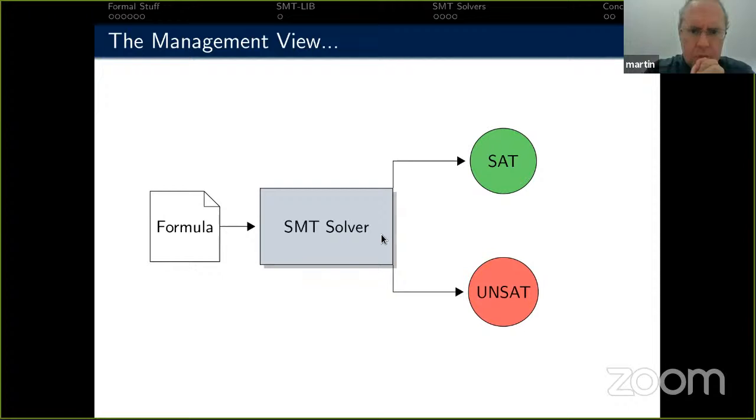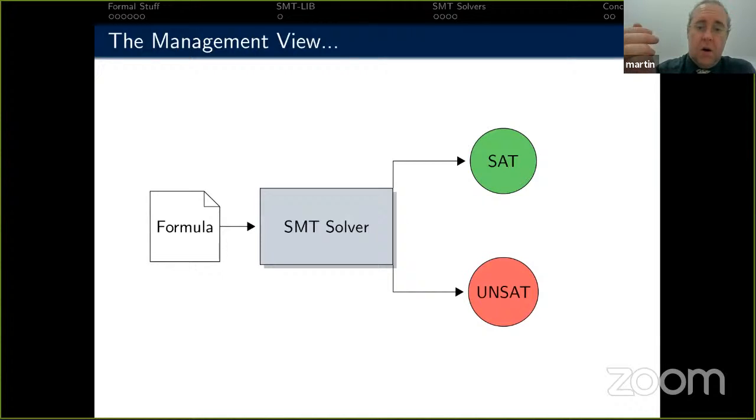Now, this might sound a lot like what Armin was doing yesterday, except on his slide it says SAT solver. So in that sense, the high level management view, they are very, very similar. It's a box, you feed in a formula. Where do you get formulae? We'll come to that. And then you get SAT or unsat out.